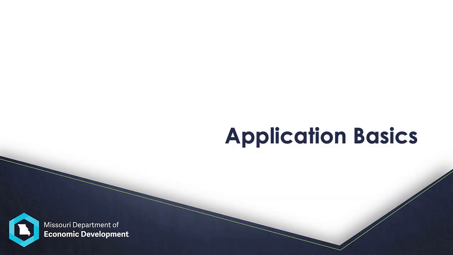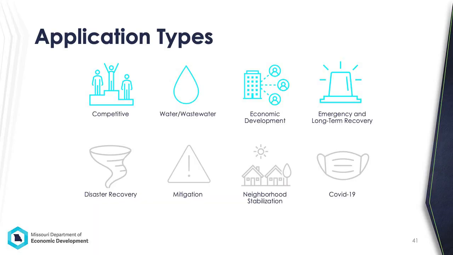Now that we've covered the structural basics, let's jump into the project planning process. We'll start with some general application information and then dive into the step-by-step planning process. The top 4 application types in blue are funded from our annual allocation, and we'll discuss these applications in more detail today. The bottom 4 in gray were funded from special allocations and are no longer accepting applications, but some of you may have inherited some of these projects post-award.